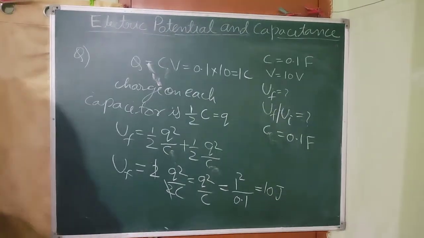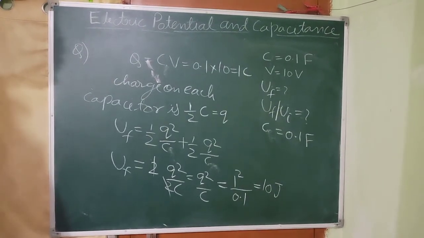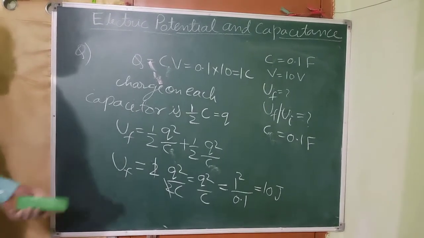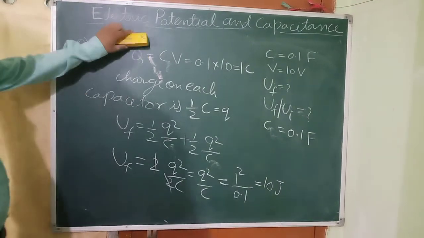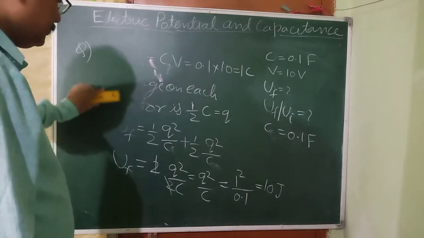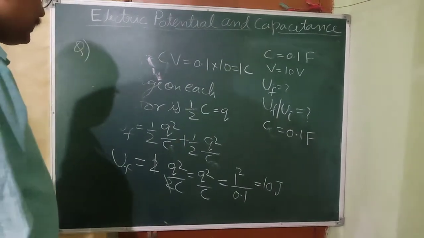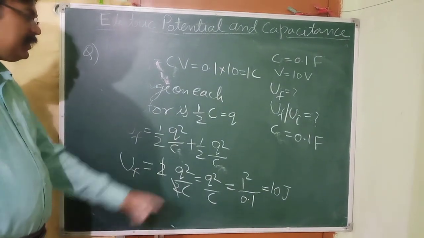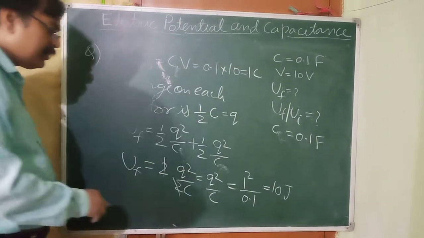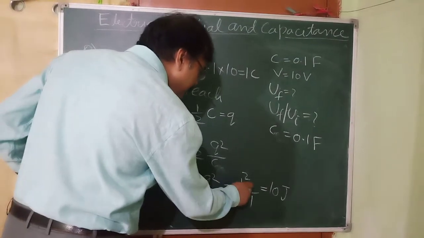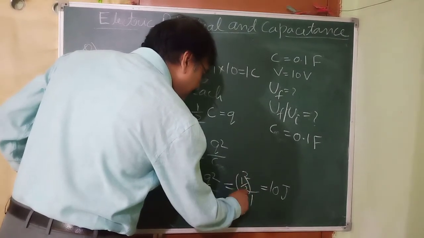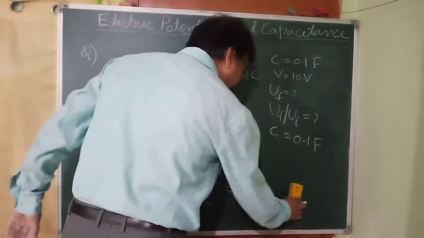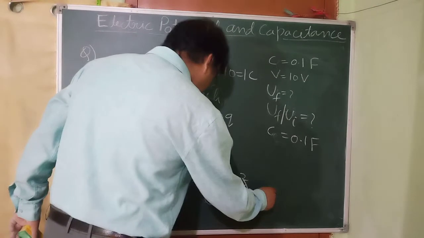Now we have to find the ratio of final potential energy to the initial potential energy. Is that correct? See, q was how much? q was half coulomb. How can I write 1? You have to write here half, so (1 by 2) square. 1 by 2 square is 1 by 4.